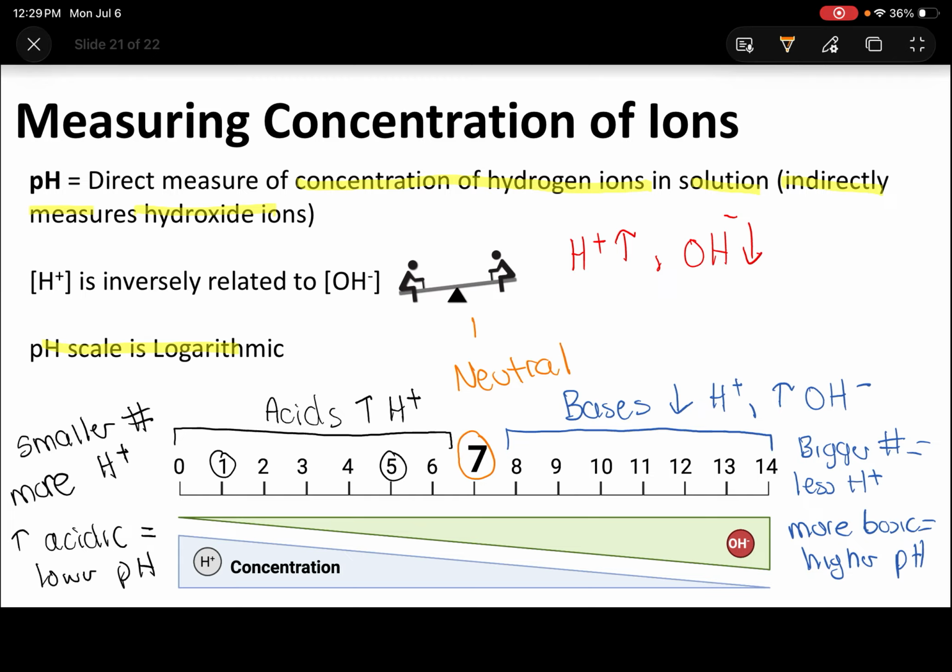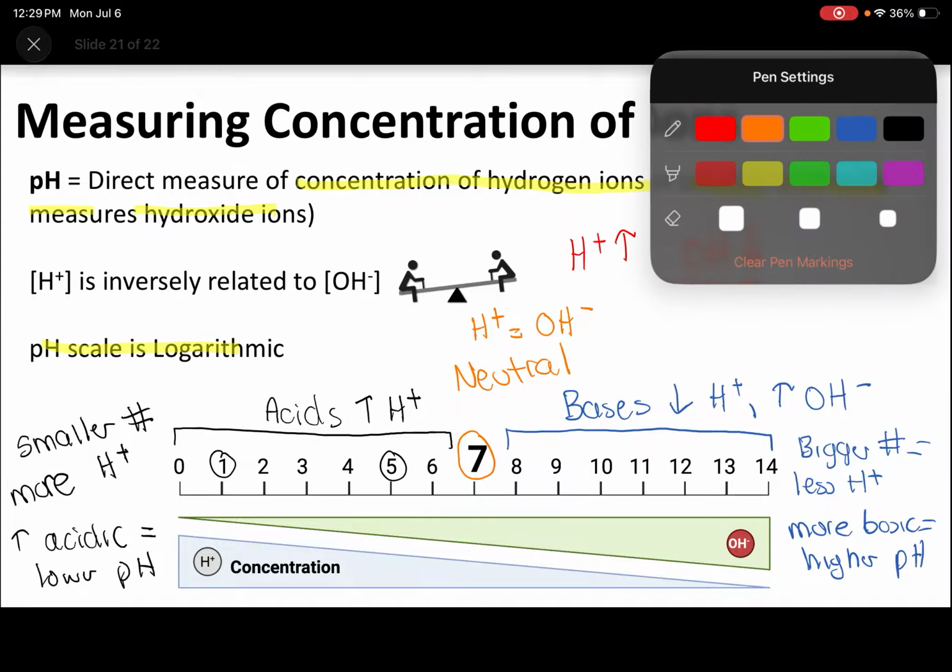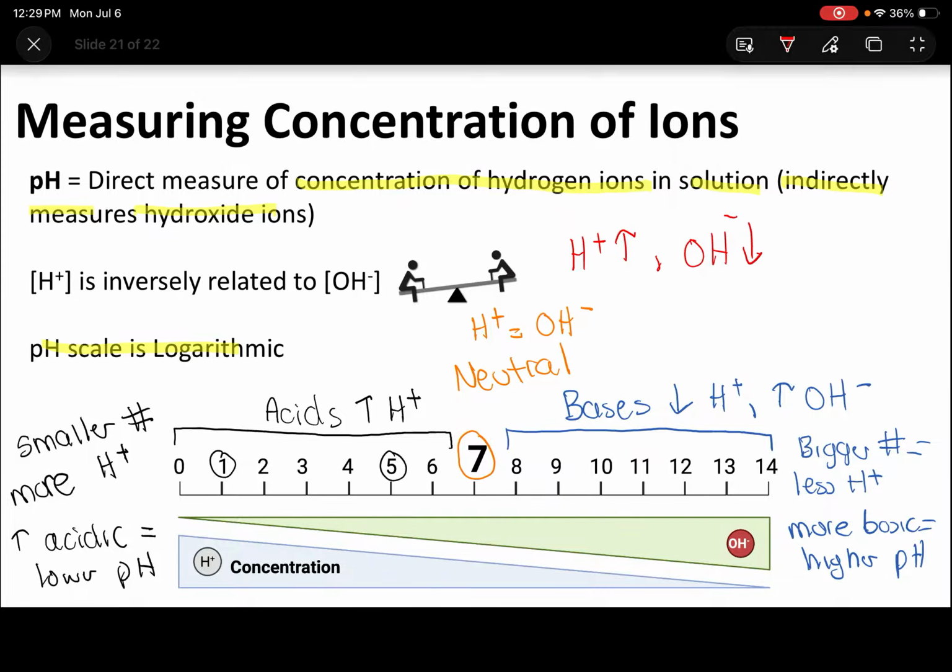At neutral, the number of hydrogen ions is equal to the number of hydroxide ions. So we call that neutral. Finally, with this pH scale, I want to point out that it is logarithmic. This just means that each step on the pH scale is 10 times more or less than the previous step.